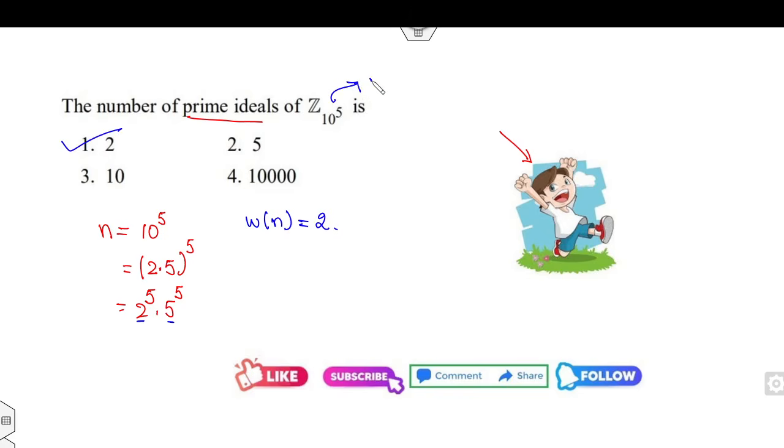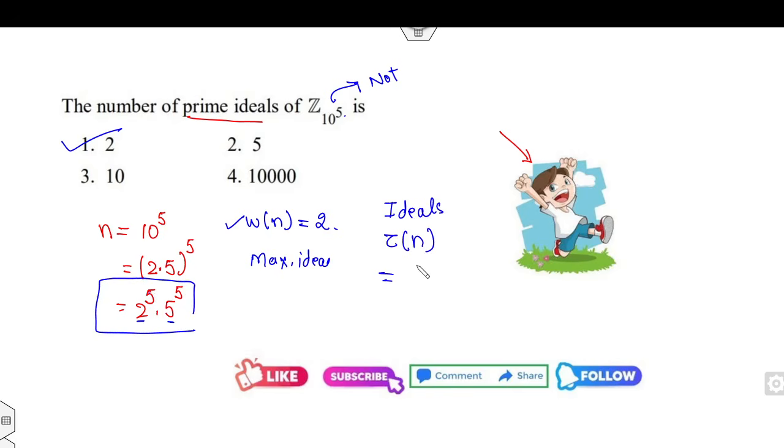Is it a field? It's not a field. Why? Because n is not a prime number. How many maximal ideals? Maximal ideals is also omega of n, so the same answer. How many ideals are there? It will be tau of n. So the tau of n will be, from this case, the power is 5, 5 plus 1, second power is again 5, so 5 plus 1. So 6 into 6 is 36, the right answer.